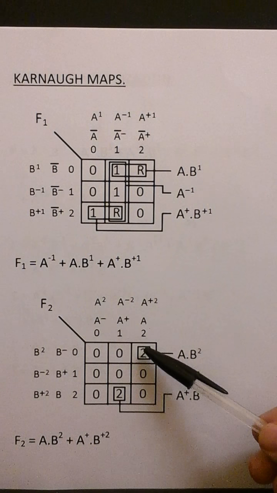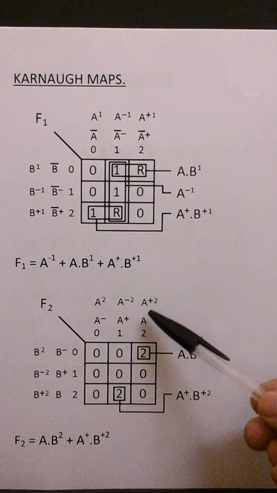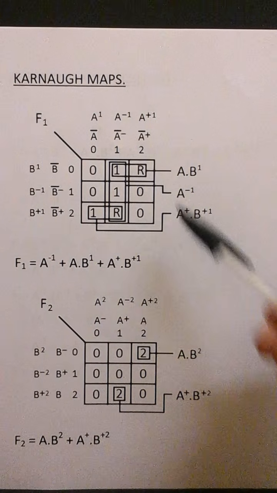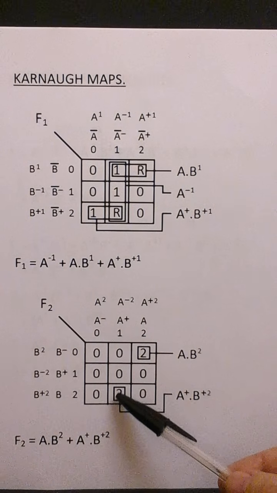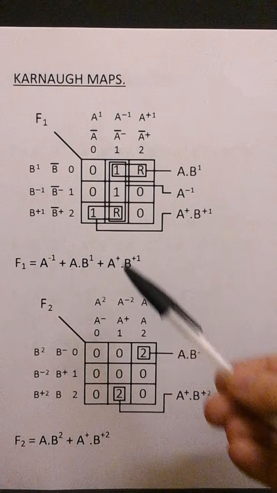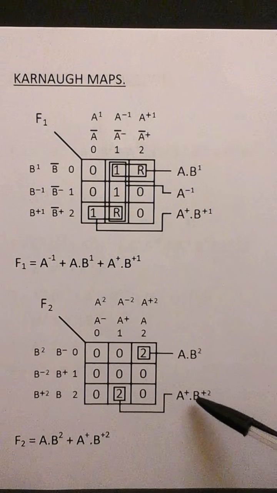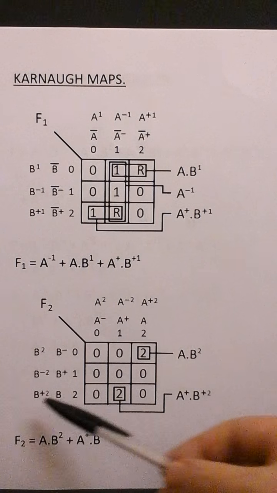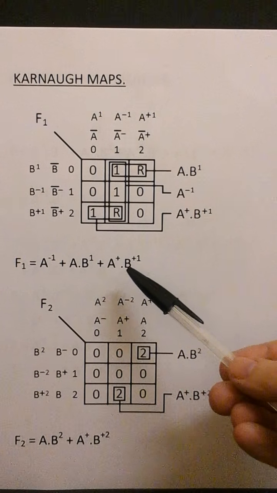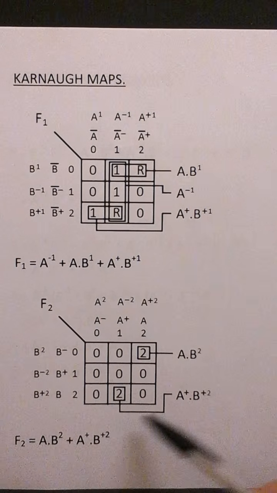Now on Karnaugh map F2, I've looped a 2 here which is A B2, and because it would normally be A plus 2 and B2, but because I've got an A here, I can write an A there. And similarly here in this coordinate, I've got an A plus here. I can write an A plus instead of A minus 2 because I've got an A plus in this loop here. So that would normally be A minus 2, B plus 2, but because I've done that, I've got A plus min B plus 2. So F1 is A minus 1, max A min B1, max A plus min B plus 1. And F2 is A min B2, max A plus min B plus 2.